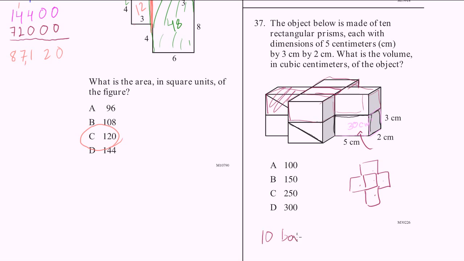So 10 boxes, or rectangular prisms, times 30 cubic centimeters per box. The boxes cancel out. You get 10 times 30 cubic centimeters, and you get 300 cubic centimeters is the volume of this entire structure. And that is choice D. I think they drew these little diagonals just to confuse you, to make you think that you have to do something with triangles. But no, you just have to count the number of boxes and figure out the volume of each of them. We had 10 boxes. Each of them has a volume of 30 cubic centimeters, so 300 cubic centimeters total.